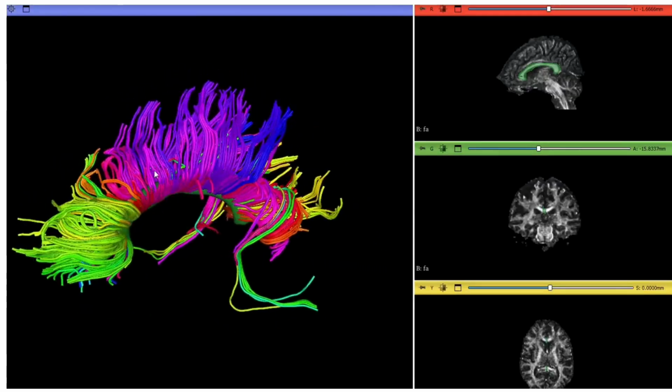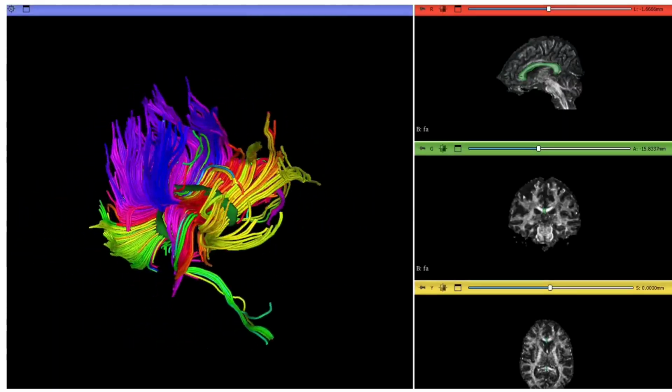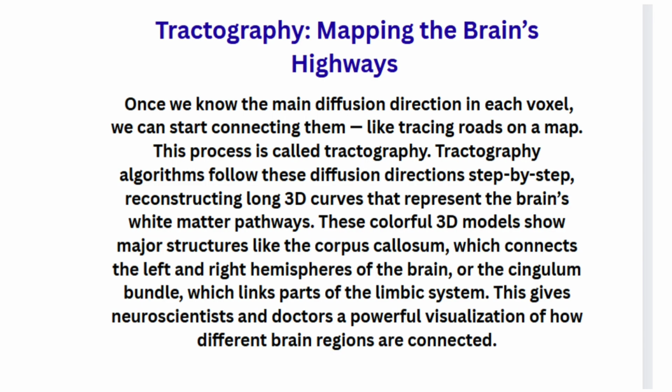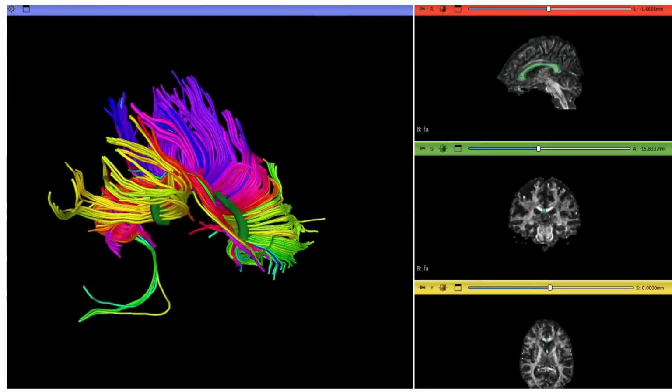These colorful 3D models show major structures like the corpus callosum, which connects the left and right hemispheres of the brain, or the cingulum bundle, which links parts of the limbic system. This gives neuroscientists and doctors a powerful visualization of how different brain regions are connected.